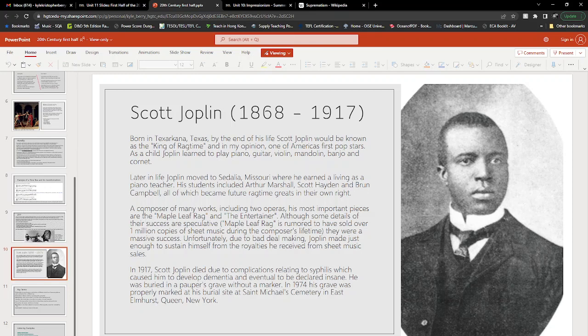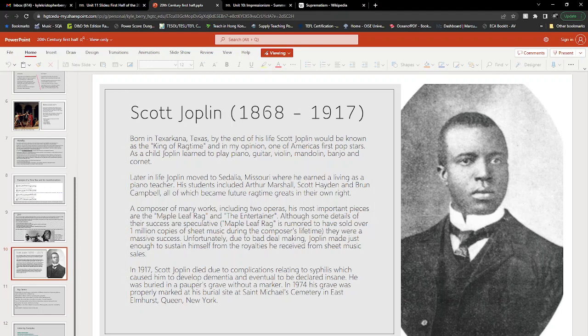One of the first, biggest examples, I call him the first American pop star here, was Scott Joplin. Born in Texarkana, by the end of his life, Scott Joplin was known as the king of ragtime. As a child, he learned to play piano, guitar, violin, mandolin, banjo, and cornet. He later moved to Missouri and was a piano teacher, but eventually he wrote some of the most recognizable pieces of music, which are featured in the listening examples.